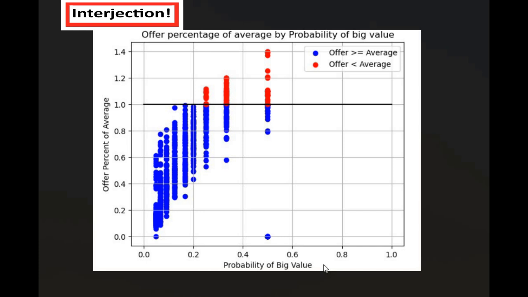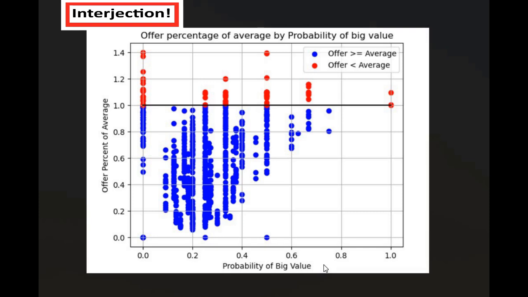Apologies, that was the wrong graph. This is the graph you saw, and this is the correct graph, and it shows that the offer percentage of average seems to have a positive relationship with the probability of big value, which is defined as the probability of the player getting a value greater than 100,000. The graph is correct in the long version.